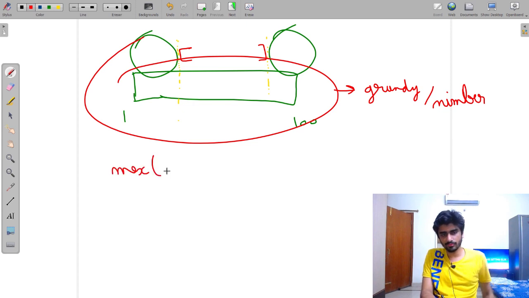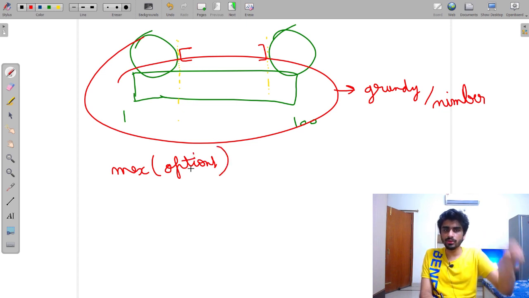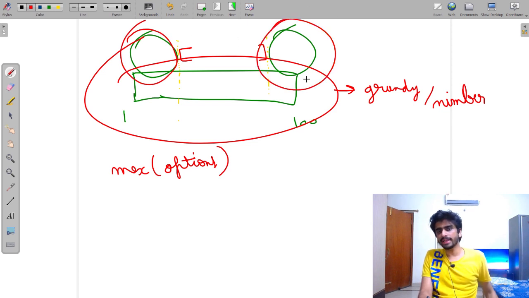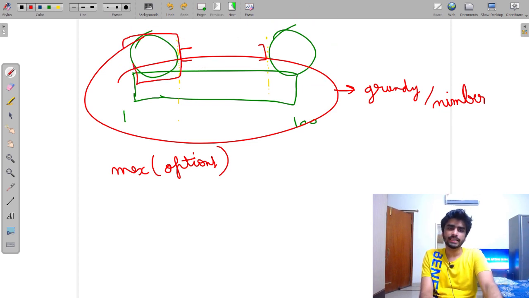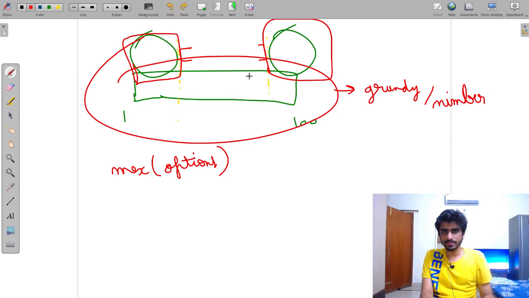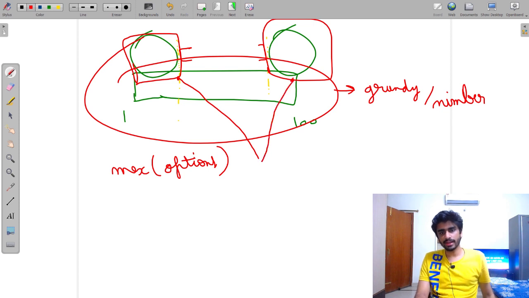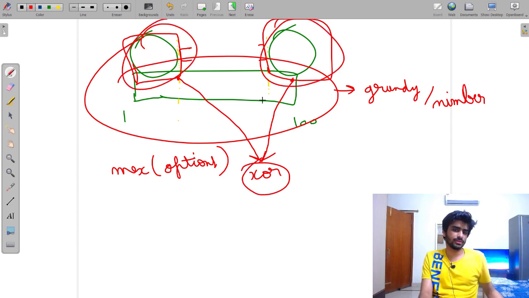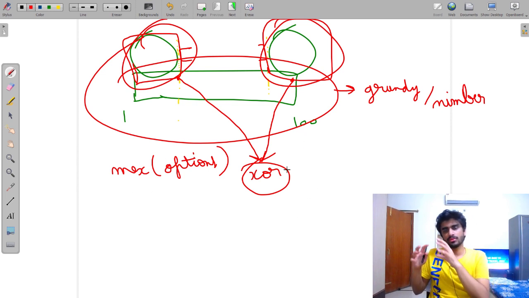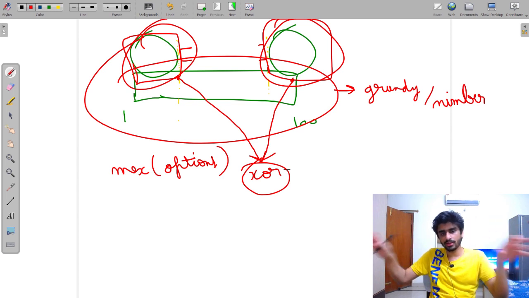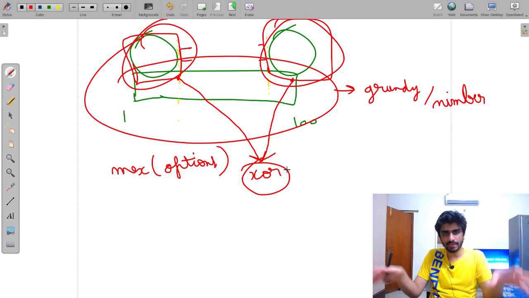So that's how the Sprague-Grundy theorem works. So max of all options we want. But how do we find the Grundy value of a certain option? Here we divide it into 2 parts, and we can solve it separately for the 2 parts. After that, since we have 2 independent games that we are playing simultaneously, we can take the XOR of both the Grundy values. And that's how we get the Grundy value of these two combined. And then we can take the max of all the options whose Grundy value we get by XORing all the new games that we form.